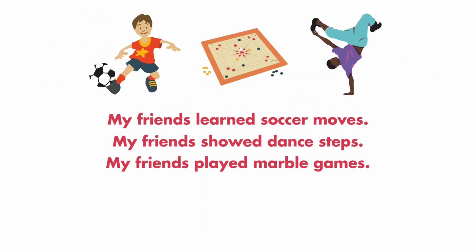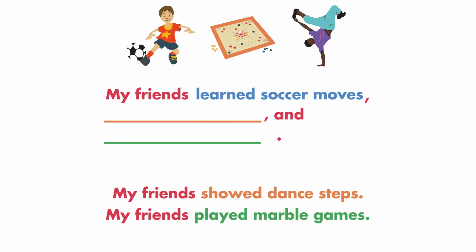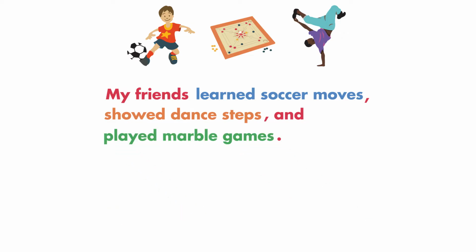Repeating my friends over and over is not the best way to write these sentences. Since all three sentences have the same subject, my friends, and they all give details about activities my friends did, we can combine the details into one sentence. My friends learned soccer moves, showed dance steps, and played marble games.